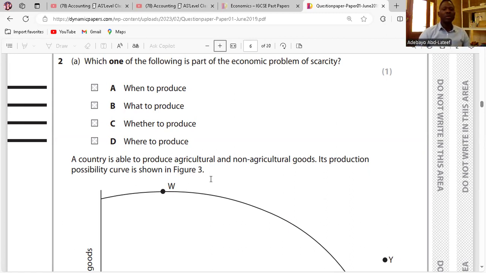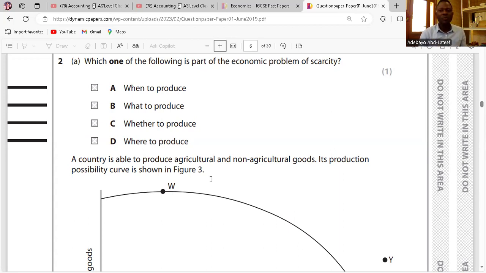For question 2, which one of the following is part of the economic problem of scarcity? When we talk about the economic problem of scarcity, it means how to allocate resources. To allocate resources, we need 3 basic economic questions: what to produce, how to produce, and for whom to produce. So those are the economic questions.